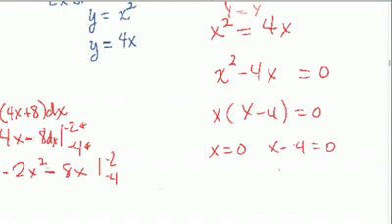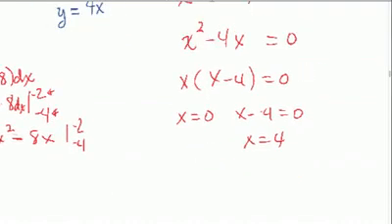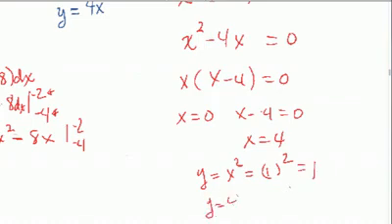And then you get x equals 4. So those are your endpoints. Pick a number in between, plug them into both y's. So y equals x squared. I'm going to pick 1 because it's a nice, easy number to deal with. That gives you a 1. Whereas if I plug into 4x, I get 4 times 1, which is 4. So that just told me that this is the top function, and it comes first.